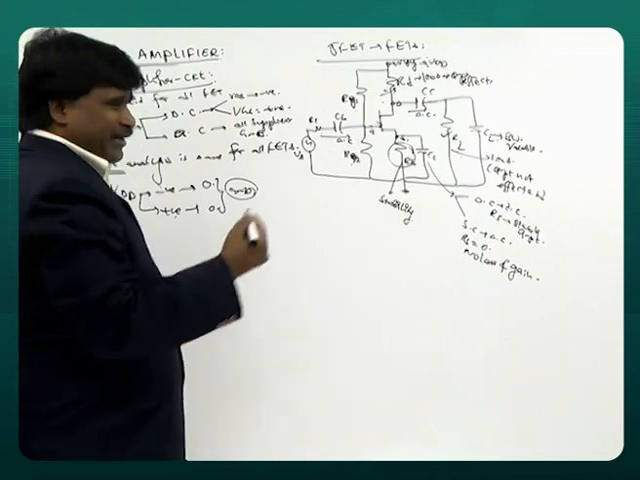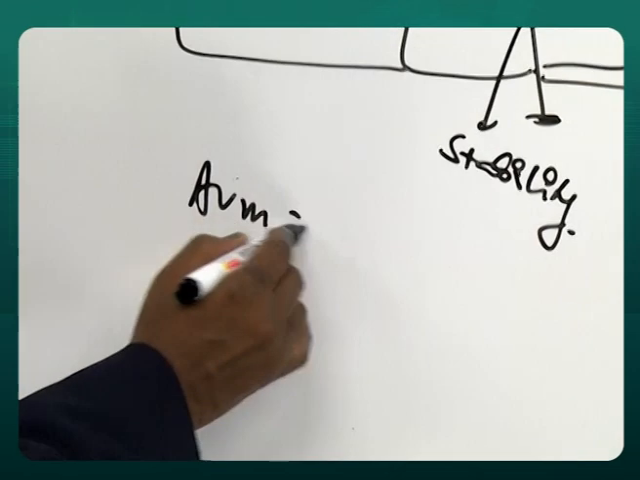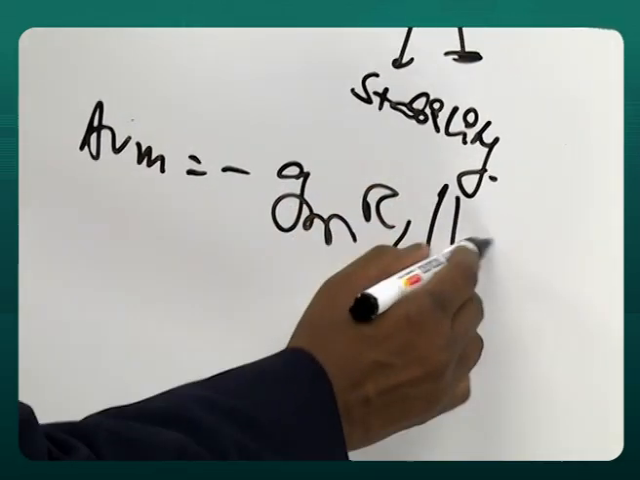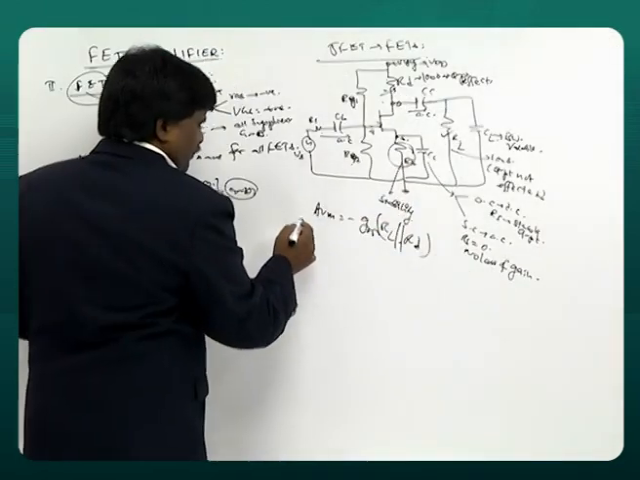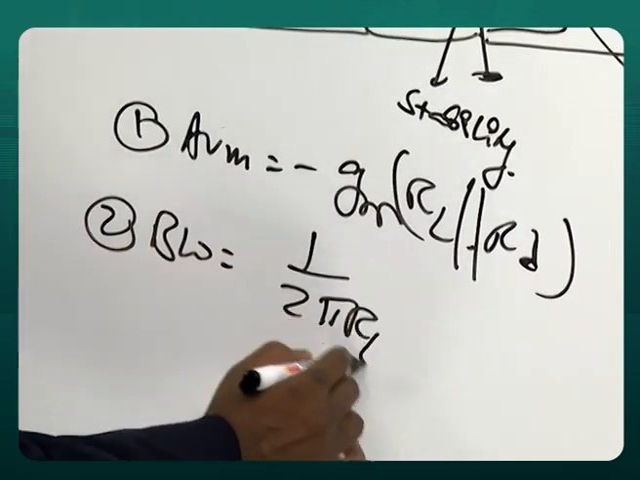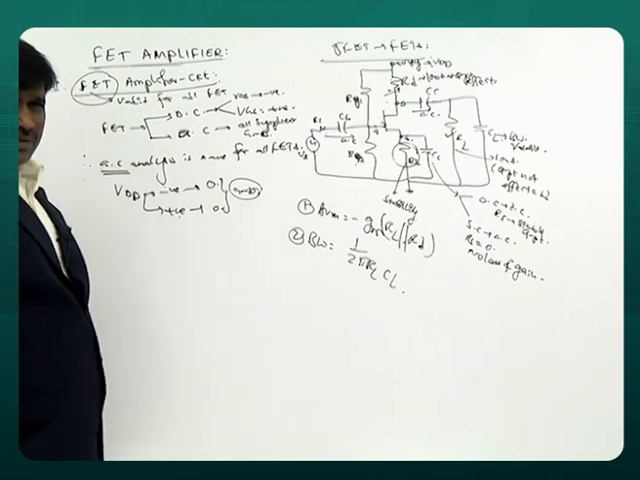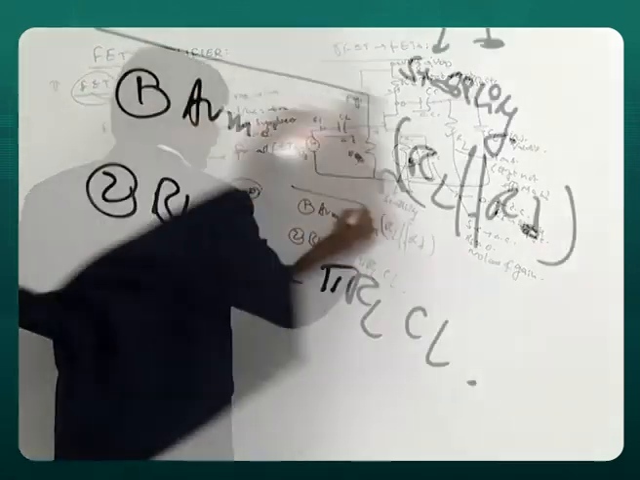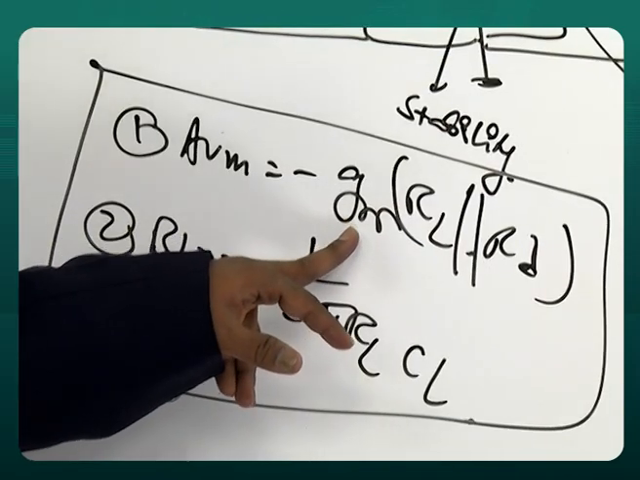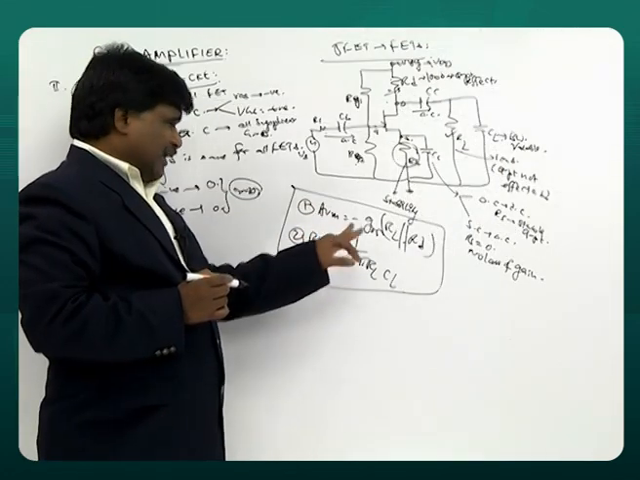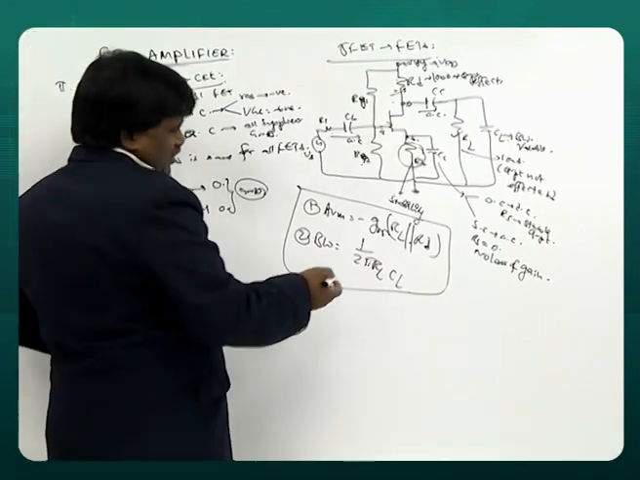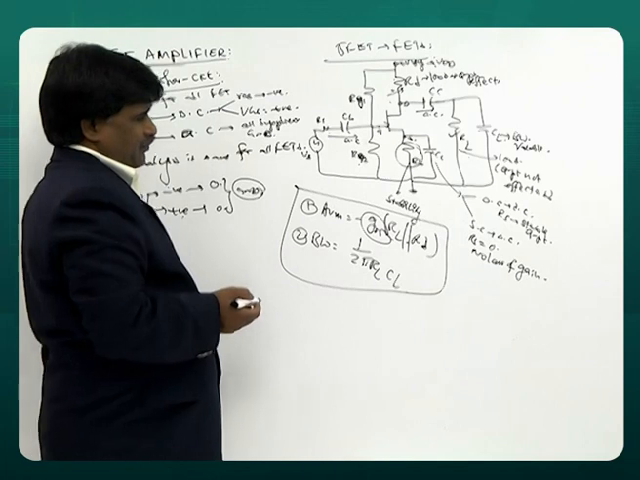In conclusion, we are going to enjoy two ideas here. Gain is minus GM RL, where you can call it RL parallel RD. The second conclusion, at the end: bandwidth is 1 by 2 pi RL CL. These are the most crucial ideas about any amplifier, be it a FET amplifier or a BJT amplifier, any device. All that varies is GM. As GM varies, gain varies.